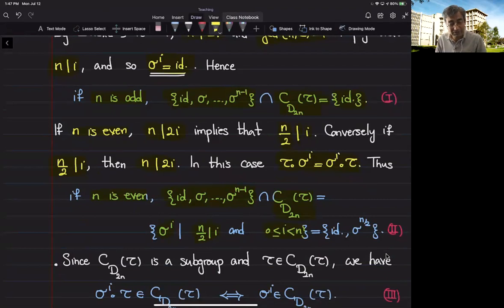There are only two integers that are multiples of n half and live in the range from 0 to n minus 1. One of them is 0, the other one is n half. So this intersection has precisely two elements. One of them is identity, the other one is this central reflection, this 180 rotation, sigma to power n half.